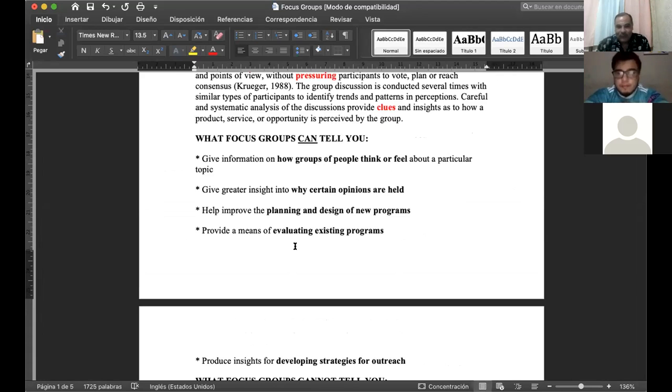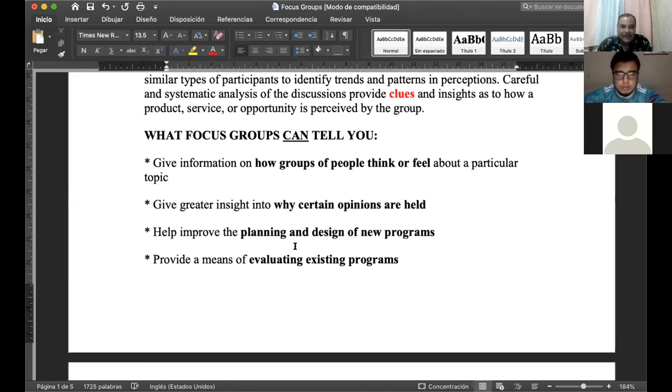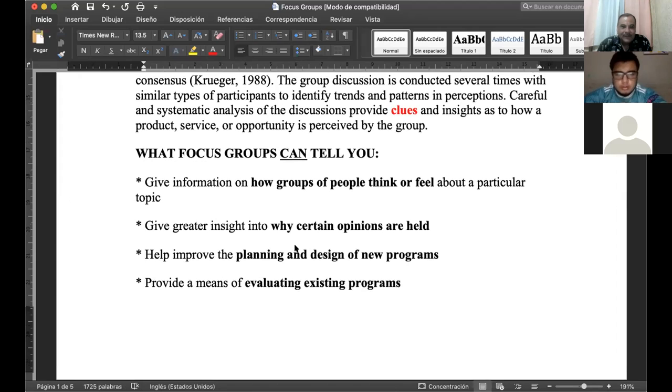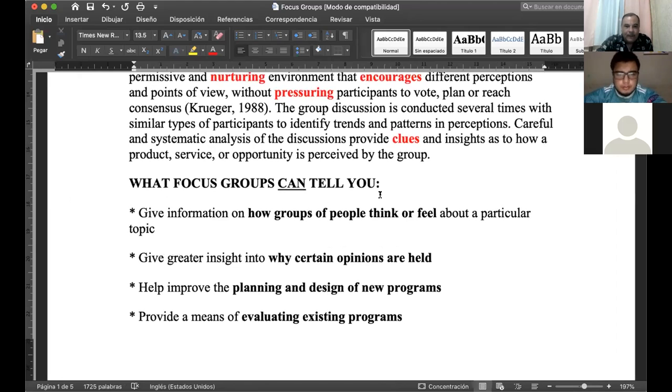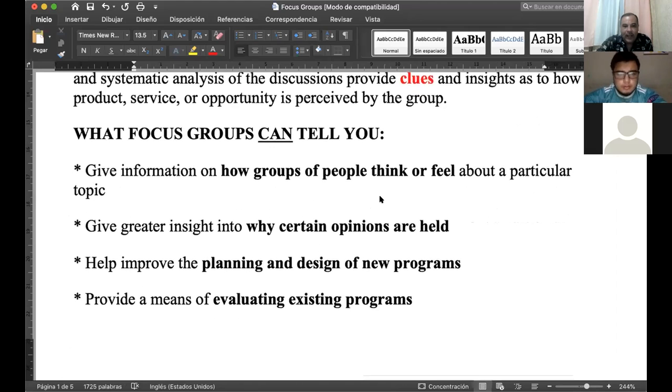Okay, go ahead and read what focus groups can tell you. One of you read that, and the other one read what focus groups cannot tell you. Okay, go ahead. I was saying in the last group about this sentence. I can see the other part that is in the top. Okay. Yeah. And now? A little more in the top. Yeah, but go ahead, Rafael, and go ahead and read.